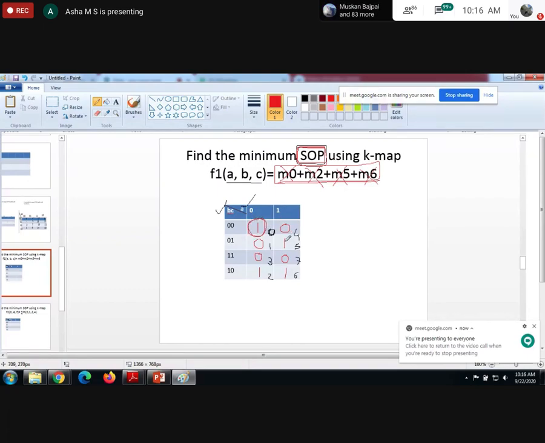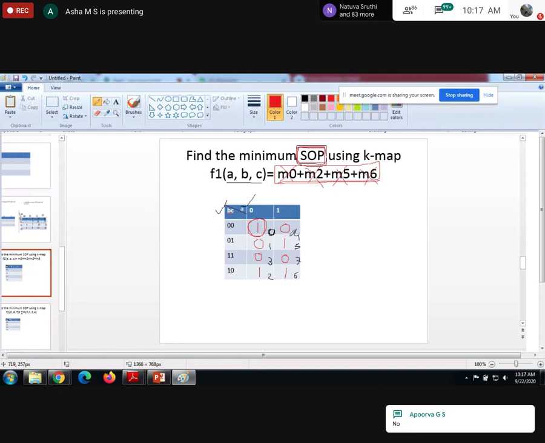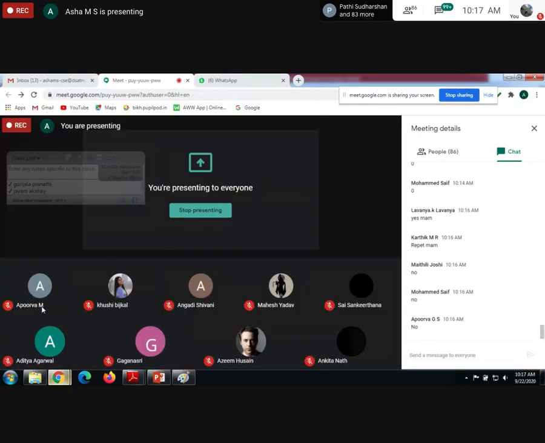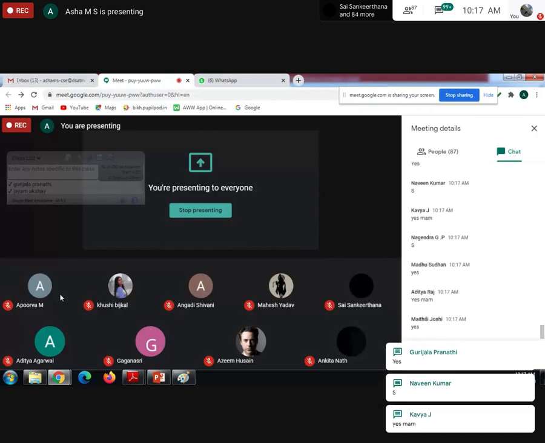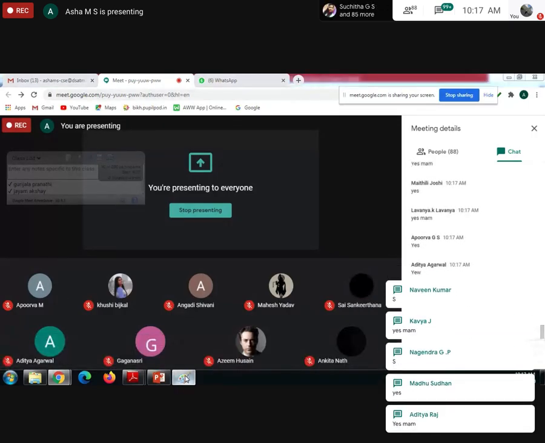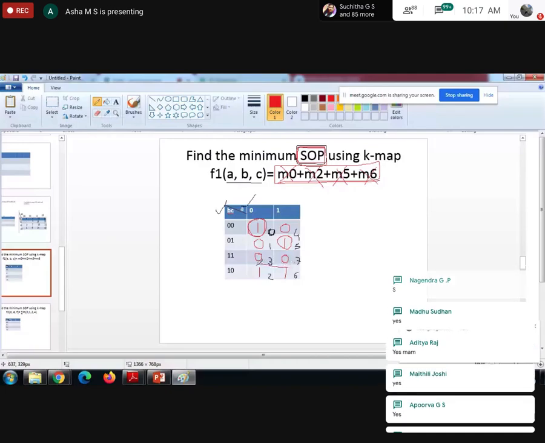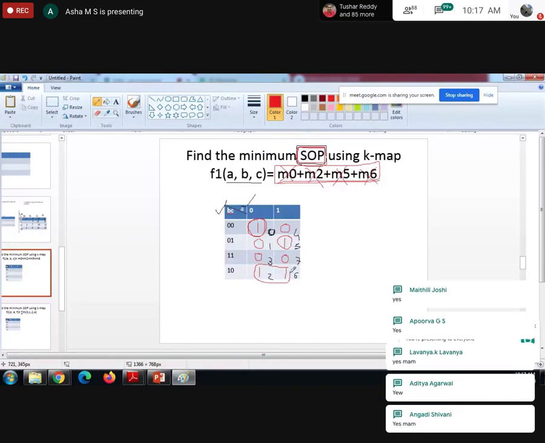Similarly, the second one. Can we group it with another one? Look at the adjacent cells. Here also not there, here also not there. So I cannot group this one with another one. So this is also individual. Now look at the two ones with cell numbers 2 and 6. Can I make a group of those two? Yes, because they are adjacent to each other. I can make a group of these two.